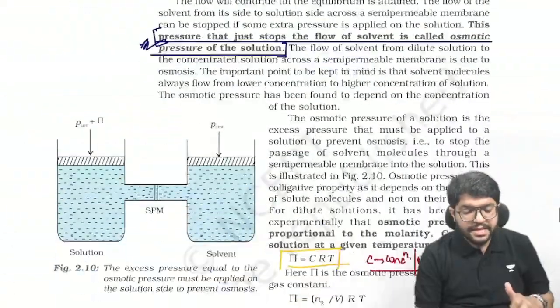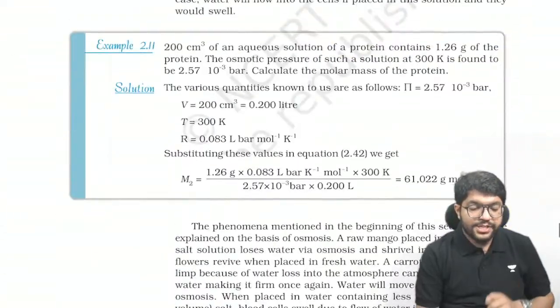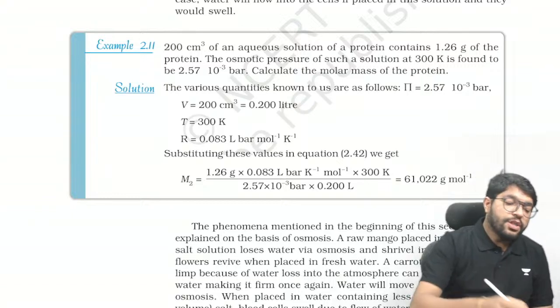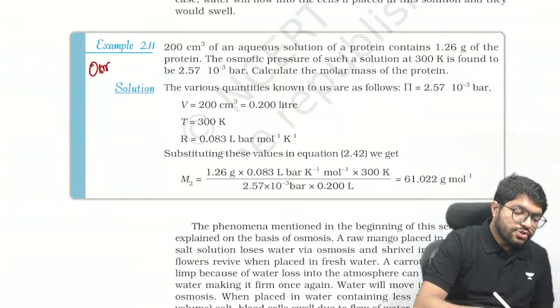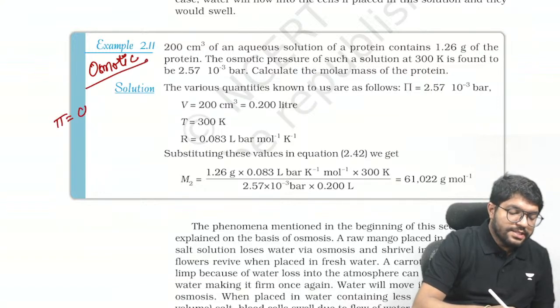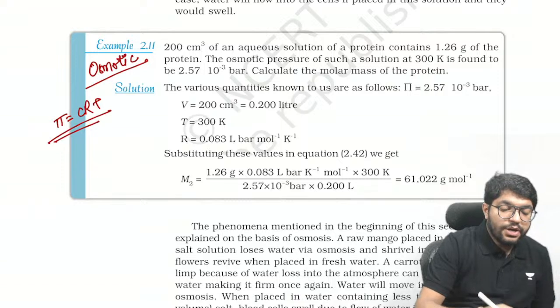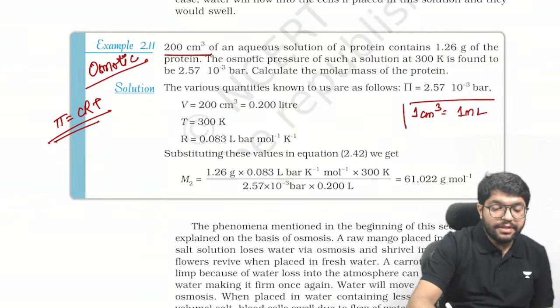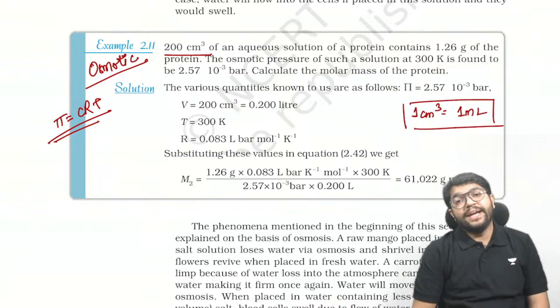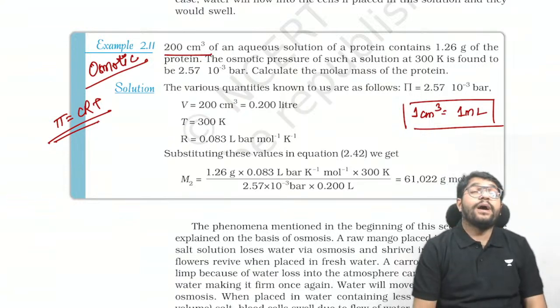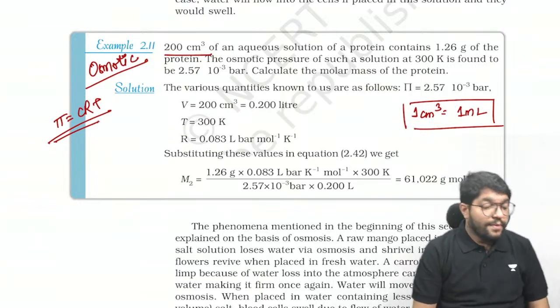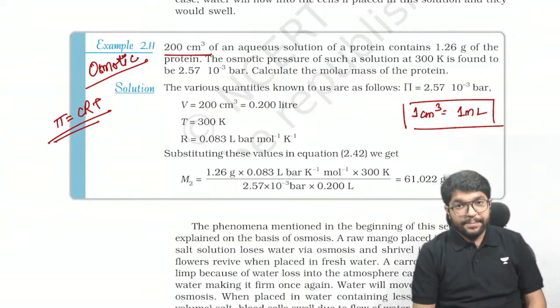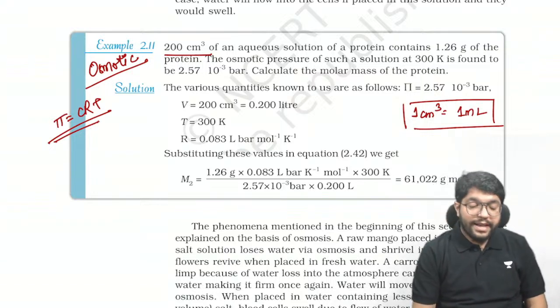Good. Next thing that I have is my question number 2.11 on the topic called osmotic pressure, which is pi equals CRT. 200 ml, remember 1 centimeter cube is 1 ml. Always remember this. You might get confused in the exam and lose marks. 1 cm cube is 1 ml.